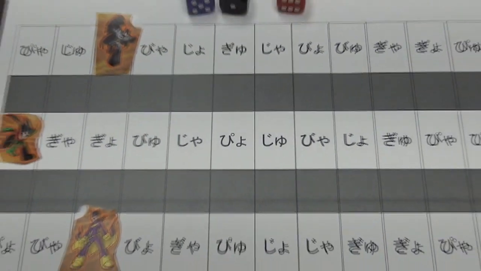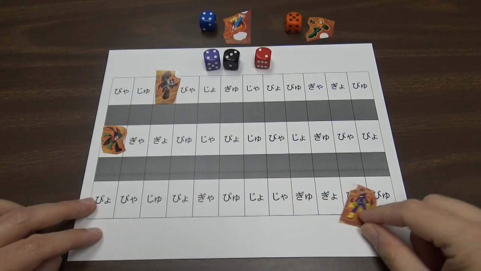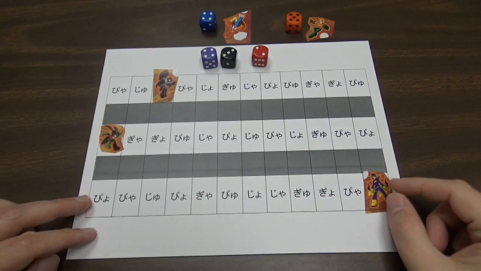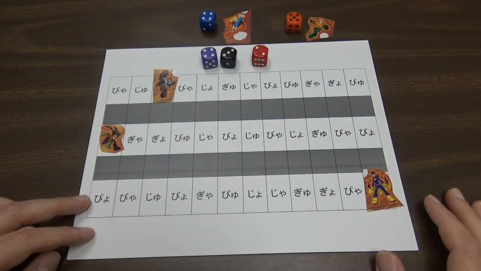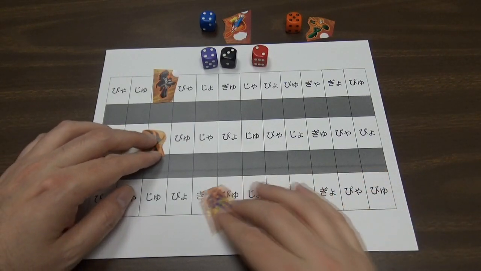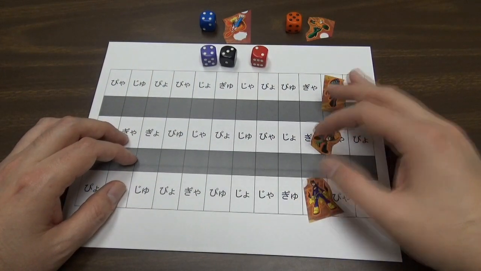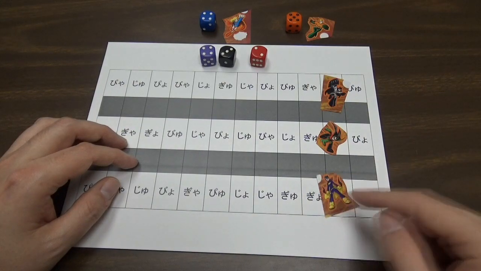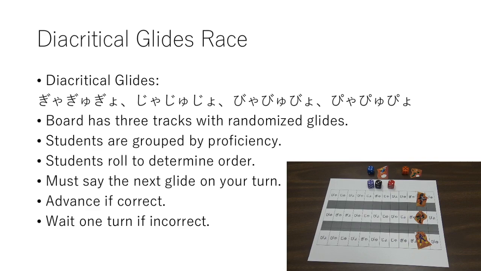So I'll zoom back out, and basically we play until someone gets to the very last space. It can be determined by skill, depending on how strong the student is in hiragana. If everyone's at the same level and everyone gets 100% of them right, then it's basically determined by the roll of the die who's going to win and get to the last space. So that is how I play the Diacritical Glides Race game in my beginner Japanese class at the Tennessee Language Center.